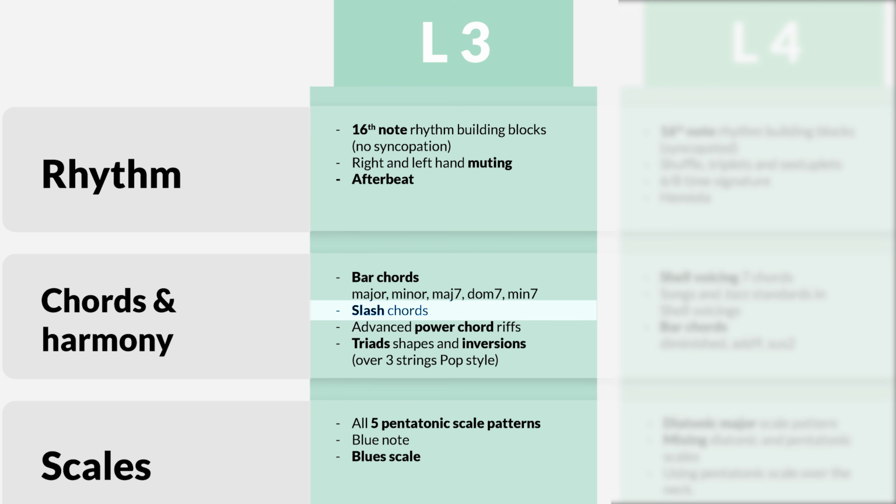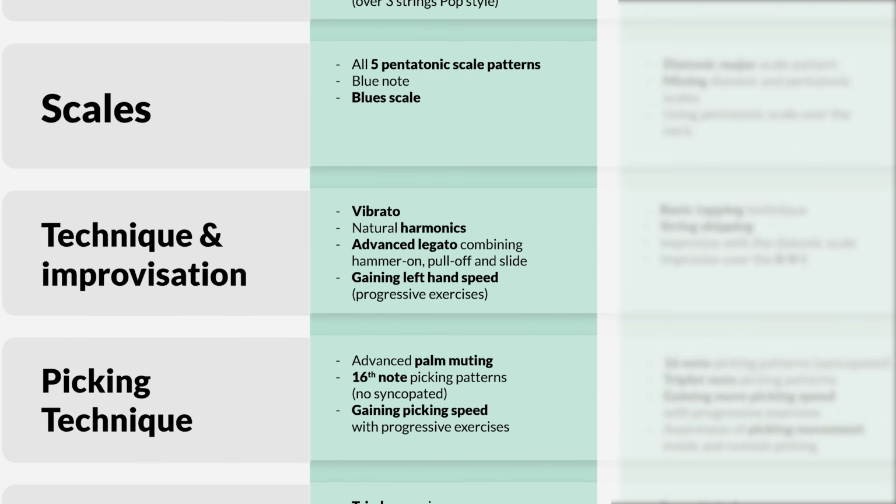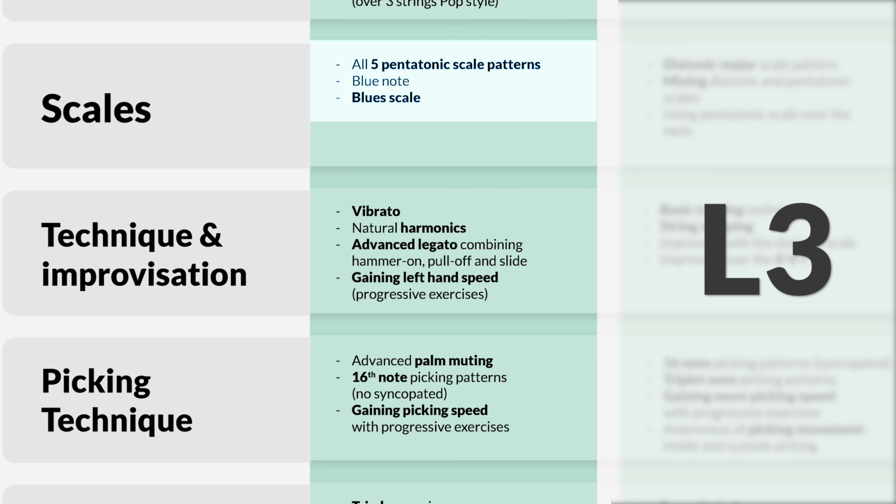Now you're also going to play slash chords, which are chords with a different bass than the root. We'll take the power chords to a higher level with some muting techniques and syncopation. Now you will make your first steps with simple triad shapes and their inversions in pop style exercises. Also, you have to memorize and play all 5 pentatonic scale patterns and learn about the blue note and blues scale.